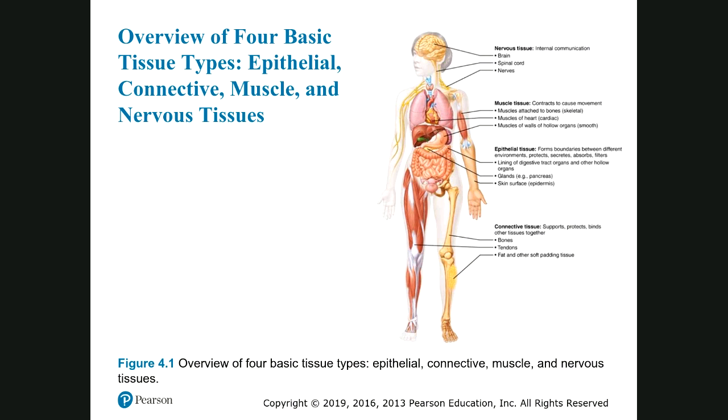Nervous tissue is found in the brain, the spinal cord, and the nerves. Muscle tissue is found attached to bones, in the heart, and in the walls of hollow organs. Epithelial tissue lines our digestive tract organs and other hollow organs, glands, and the surface of the skin. Connective tissue is located in our bones, tendons, fat, and other soft padding tissue.